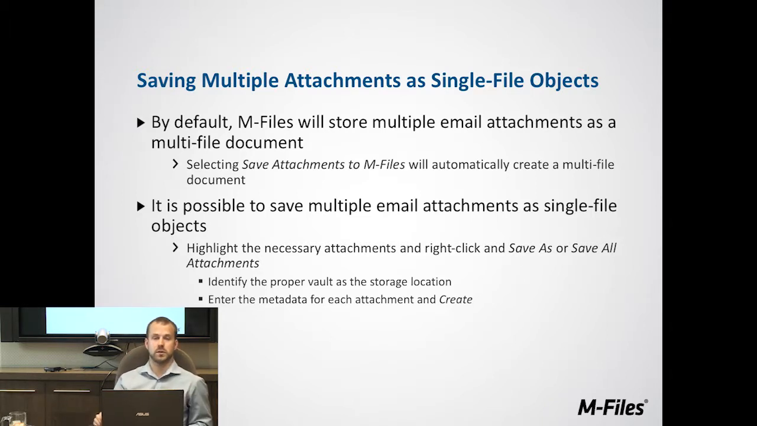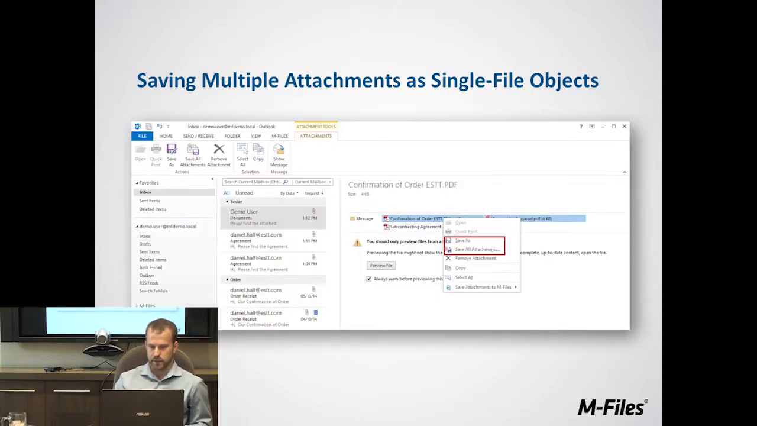But if we remember from earlier in this presentation, a multi-file document needs to have the same metadata across all its members. So if you're getting 3 or 4 attachments and they're different document types, like a site plan and a lot plan, or color sheet and a site plan, then saving them all as a multi-file document does not make sense. So the way to do this, if we look at this slide here, you can see the 3 options. At the bottom, there's the Save Attachments to Mfiles, which is the one that will save it as a multi-file document. Or there's the Save As and Save All Attachments options.